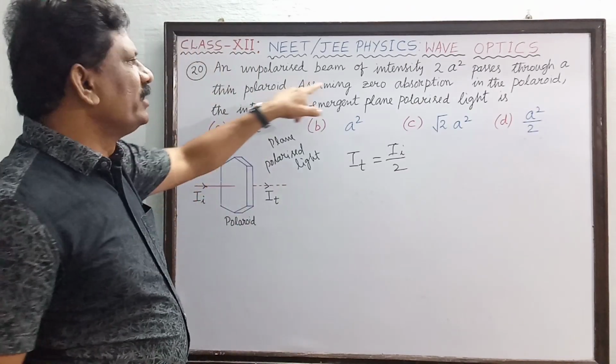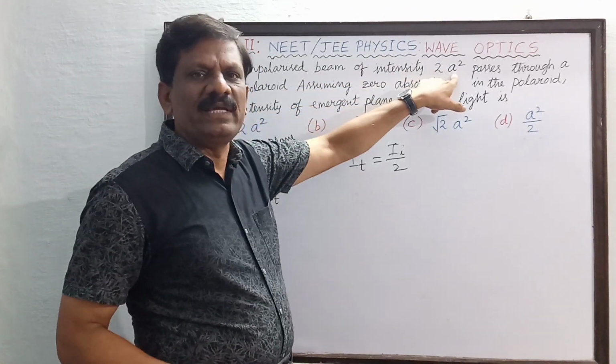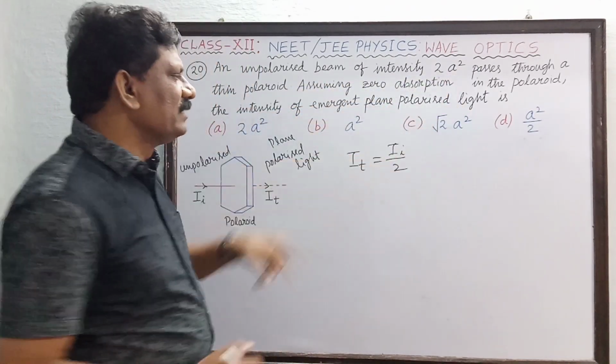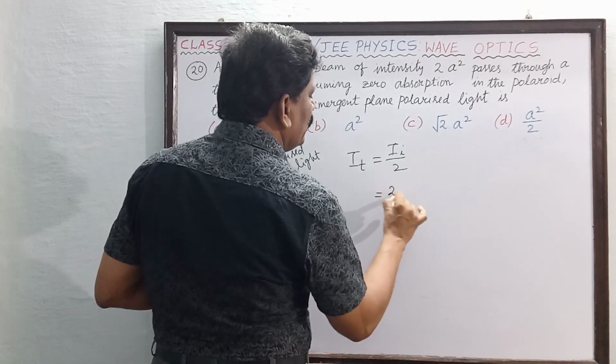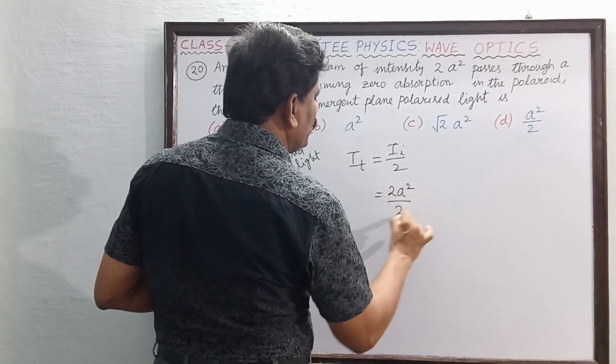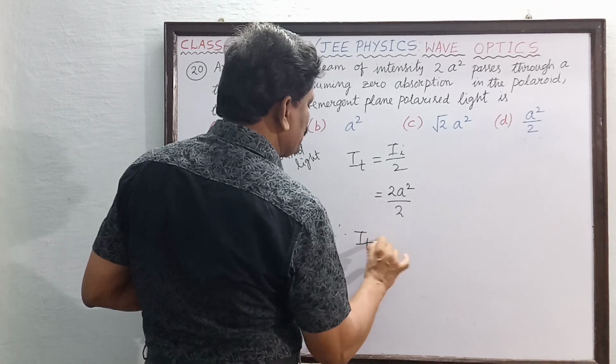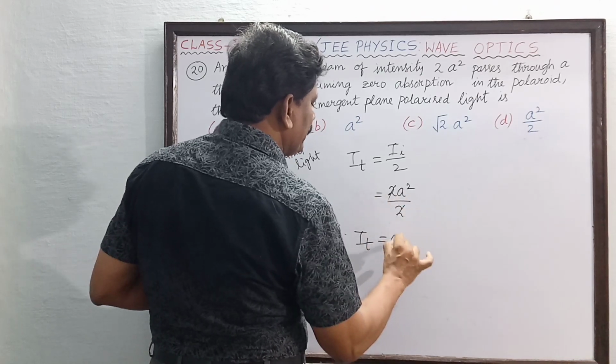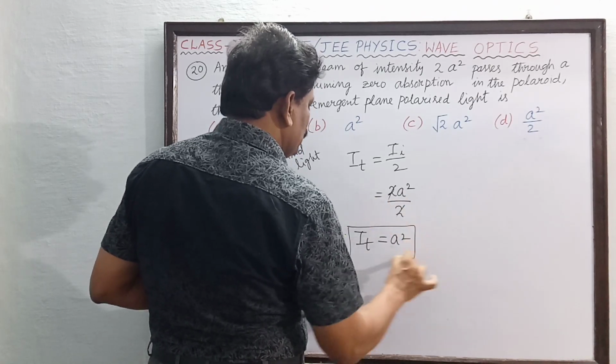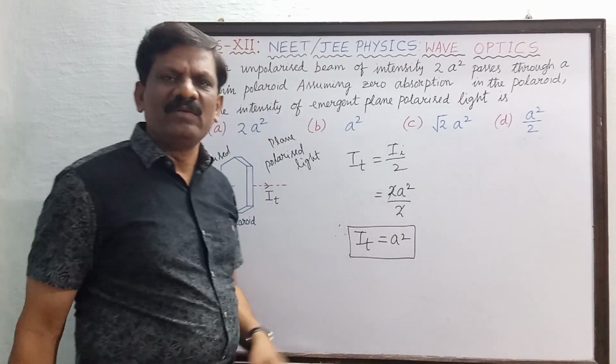So what is the initial intensity is given as 2a square. So initial intensity is 2a square, so 2a square divided by 2. Therefore I transmitted is equal to what? A square. Very simply we have solved this problem.